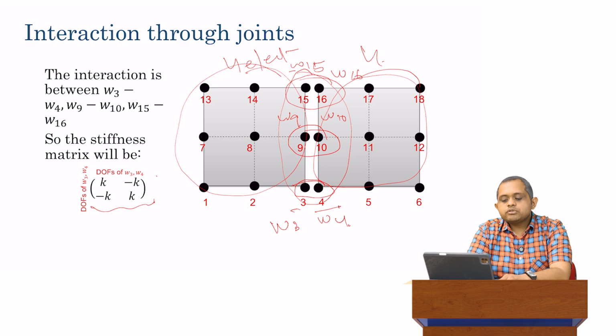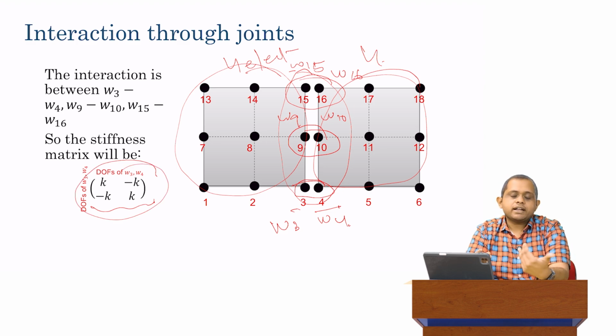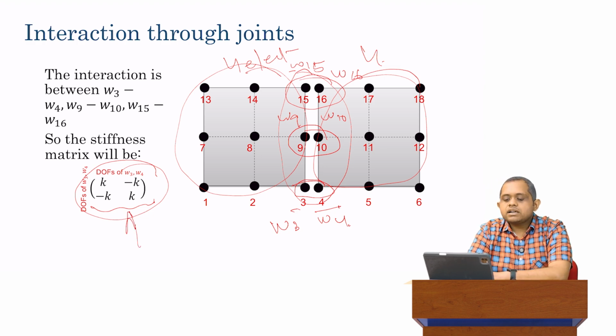All I have to do is add in this as well as row 3 column 3 and row 4 column 4. All I do is I add or assemble this stiffness matrix into that global stiffness matrix at degrees of freedom corresponding to W3, W4, W9, W10 and W15, W16. If I assemble this together, then I have successfully incorporated the physics of a spring into the interaction between these 2 nodes.